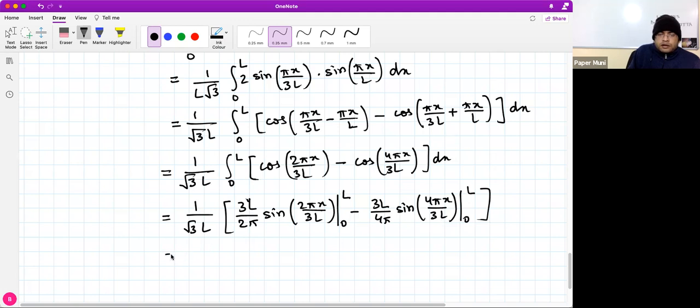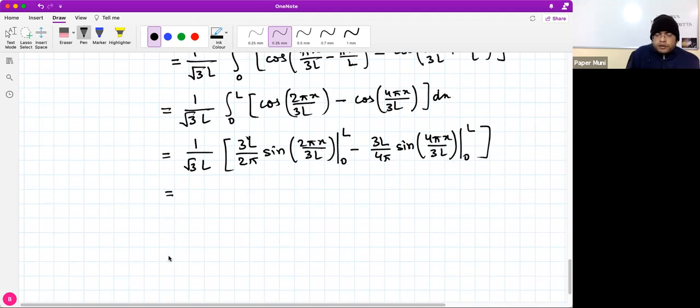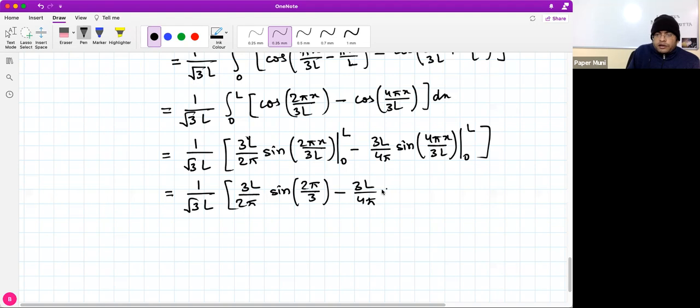Now this gives you, this is all integrated, it's just simplification further. So this is 3L by 2 pi, and if we write this down, what will we get? The lower limit in both cases will be 0. The upper limit will be 2 pi by 3, and in this case the upper limit is 4 pi by 3. This is what it simplifies to.